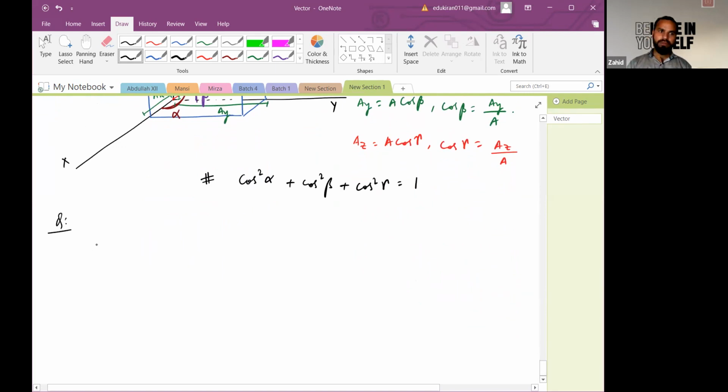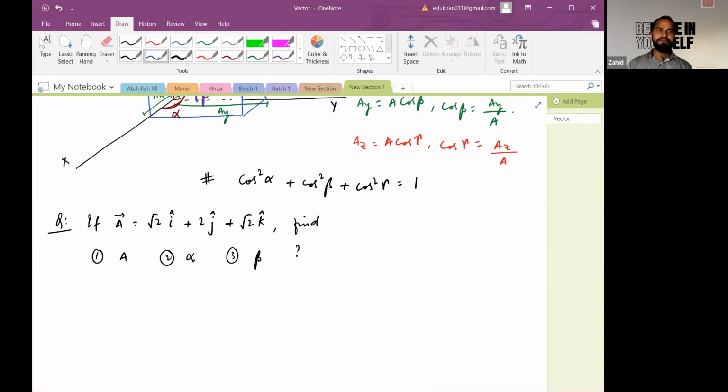Now, using the above concept, try to find, if a vector is root 2 times i cap plus 2 times j cap and root 2 times k cap, first the magnitude of A, second, try to find alpha, and third, beta. Try to solve.